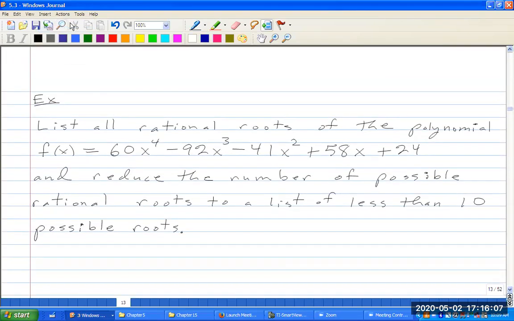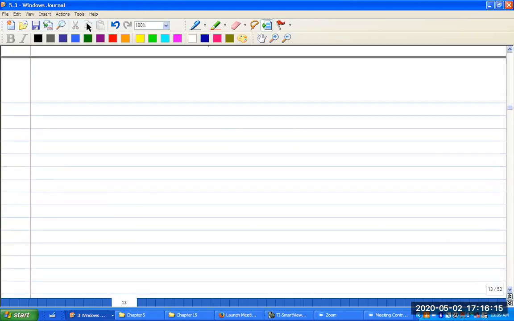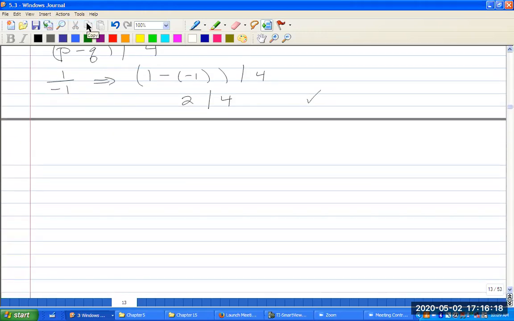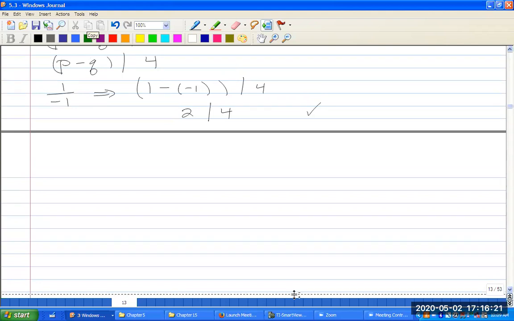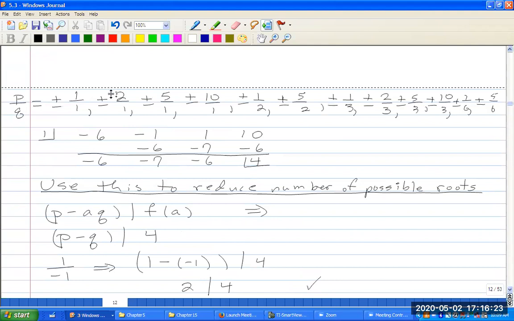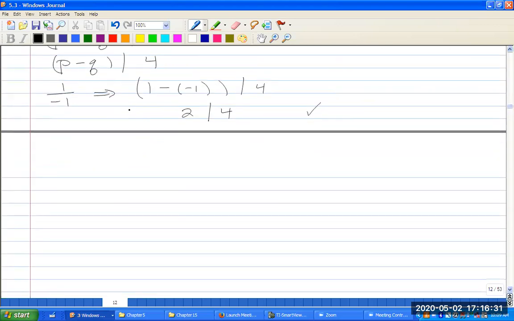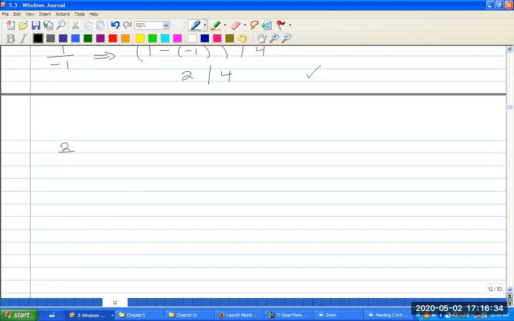Okay, so this one isn't eliminated. Let's look at 2 over 1. So again, p minus q is just 2 minus 1, which is 1. Does 1 divide 4? Yes.